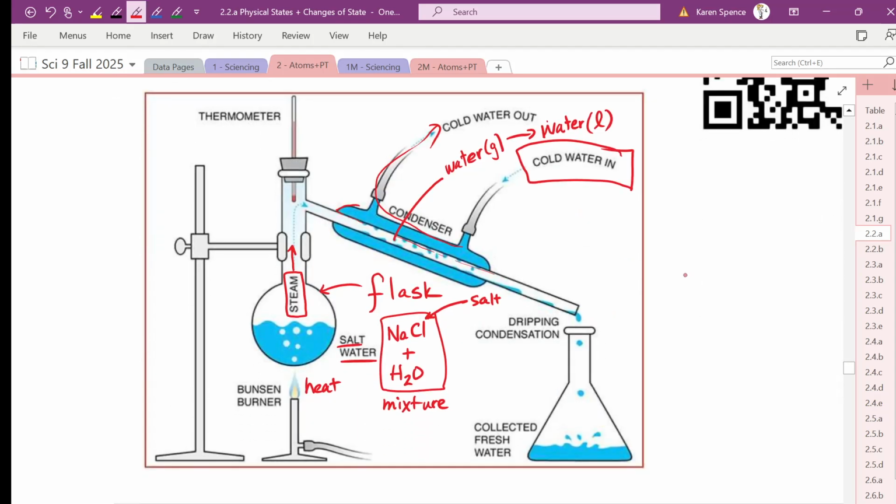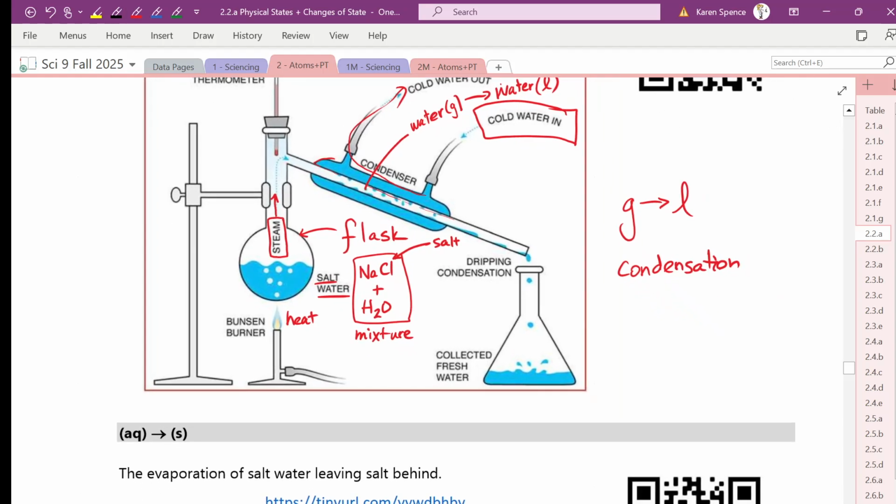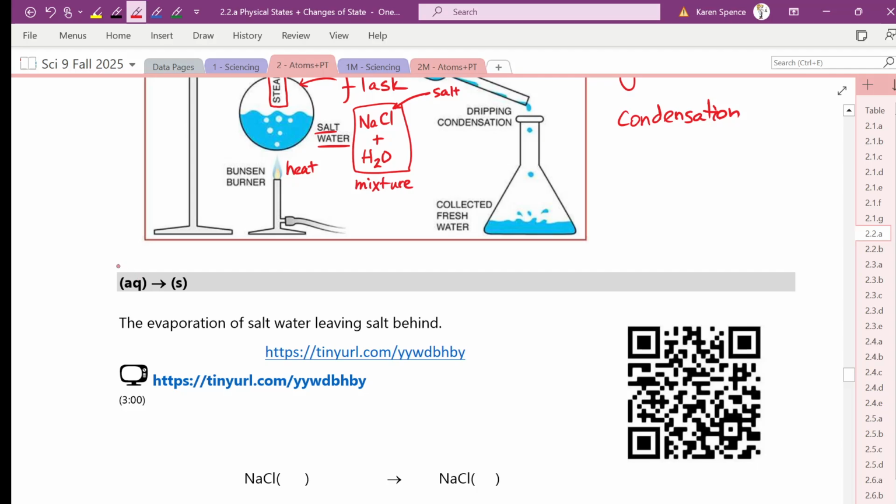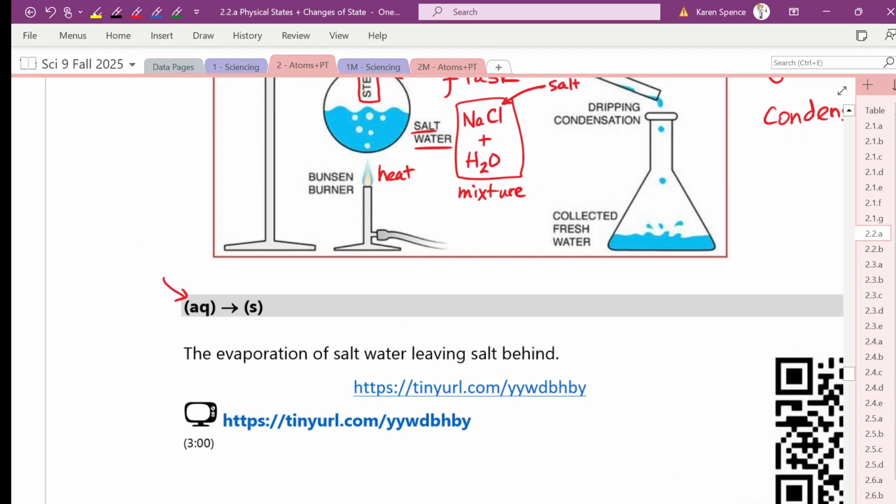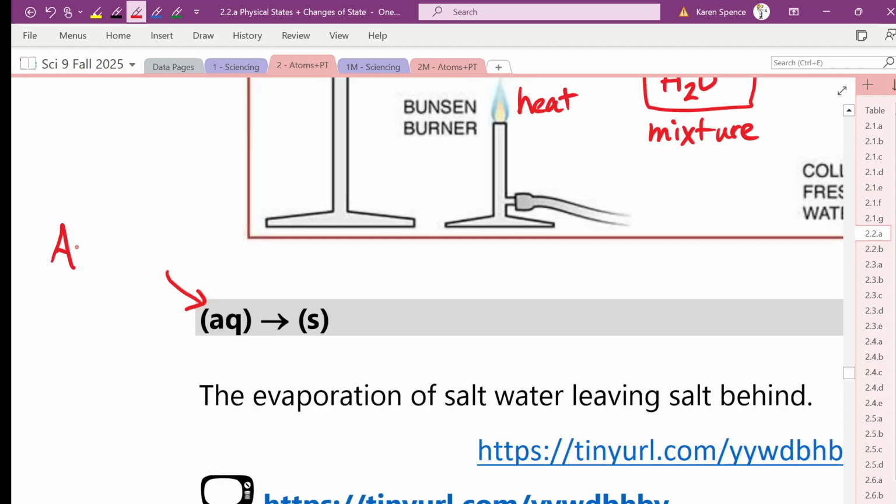Okay, so gas to liquid is called condensation. And we're just going to take a little look at what happens if you have aqueous salt. Remember, what does AQ mean? AQ stands for aqua. Aqueous. What does aqueous mean? Dissolved in water.